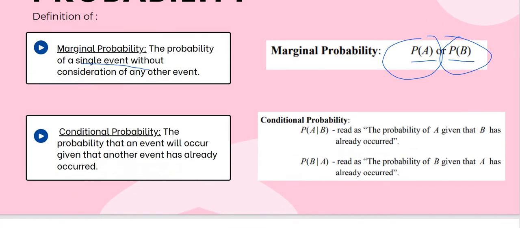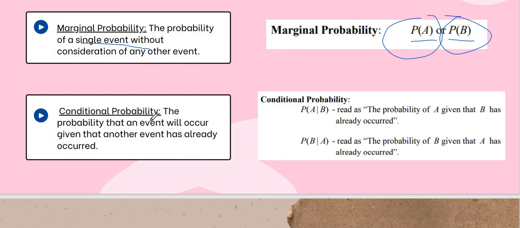Okay, so the other one is conditional probability. Conditional probability means the probability that an event will occur given that another event has already occurred. So you can see this one is dependent, meaning it will depend on another event. They have two events, and one event has already occurred. So we relate between two events. The marginal just now is only a single event, and conditional means there are two events that occur.